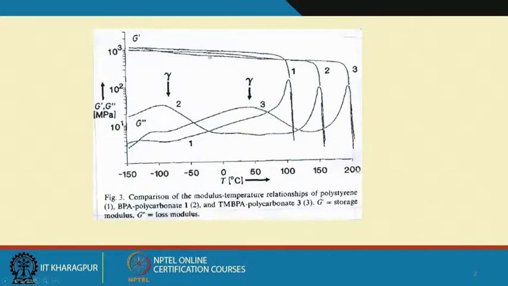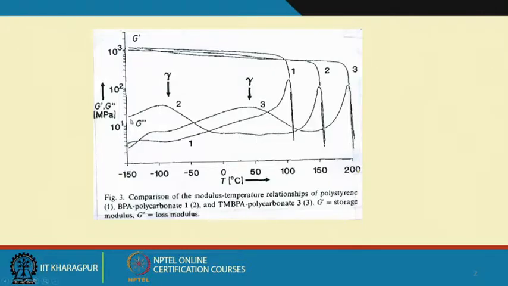So, your G prime is not much different except for the fact that the point at which it falls down signifies the Tg. You can see polystyrene has a lower Tg, and BPA bisphenol A polycarbonate has a Tg around 150, and when you have tetramethyl substitution, the Tg is around 200.